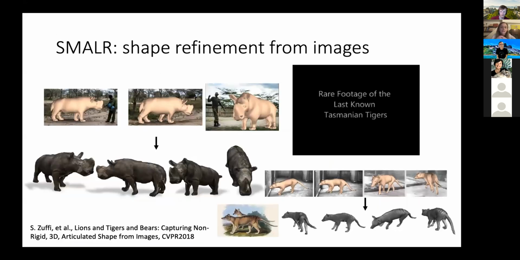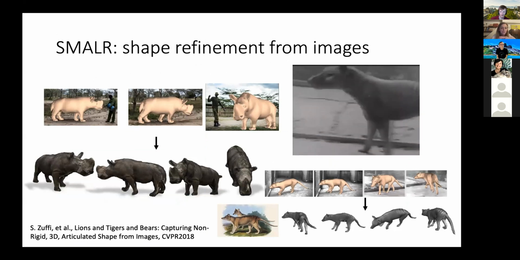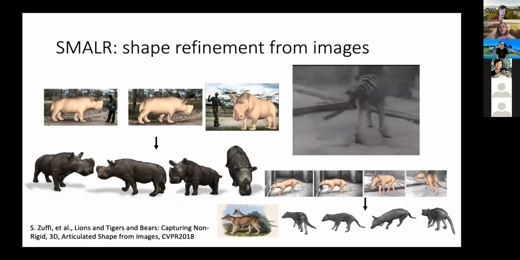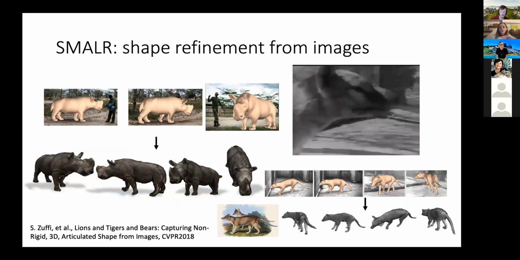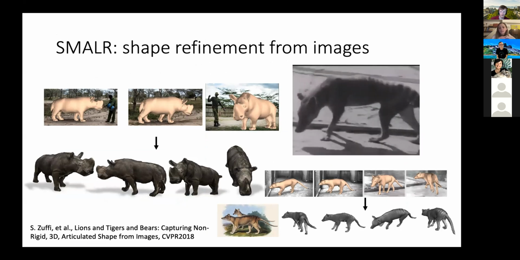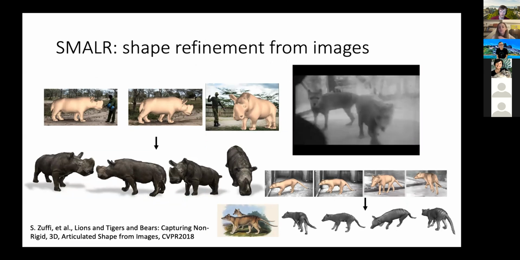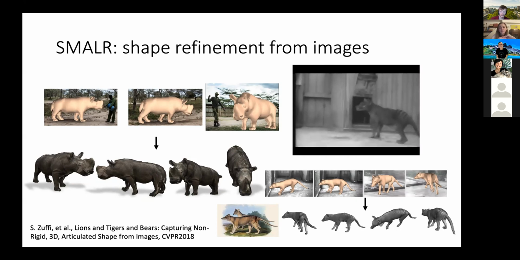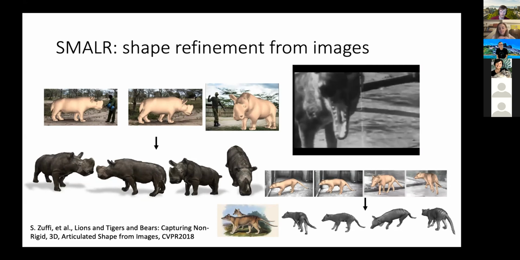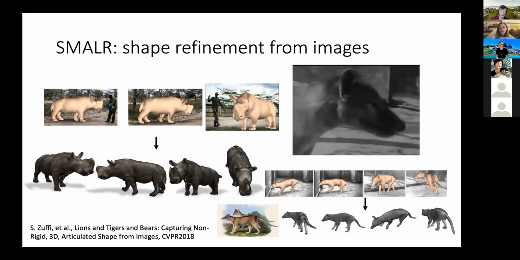And with this better estimation, we can also grab the colors from images and create textured avatars like we did for the rhino. For the Tasmanian tiger, we found online this nice movie from the Hobart Zoo, where they hosted the last exemplar of the Tasmanian tiger in captivity. So we took a few frames from this video and created the corresponding avatar. And of course, the video is black and white, so the animal is gray, but the real animal was brown with black stripes.